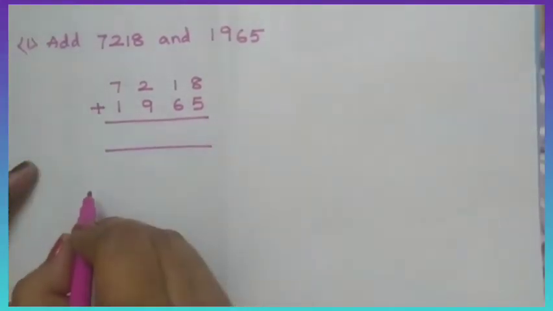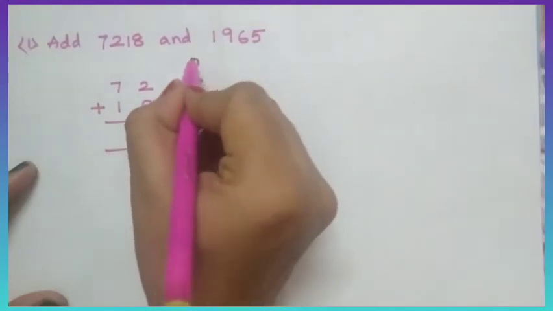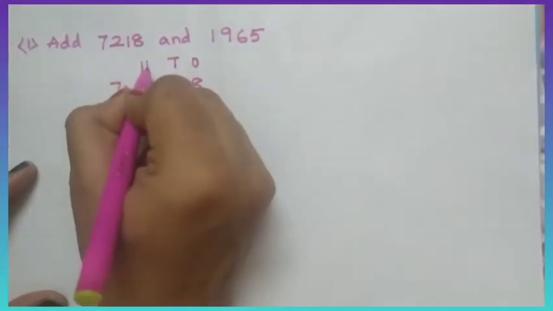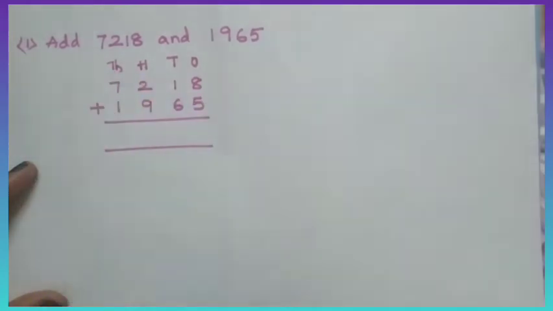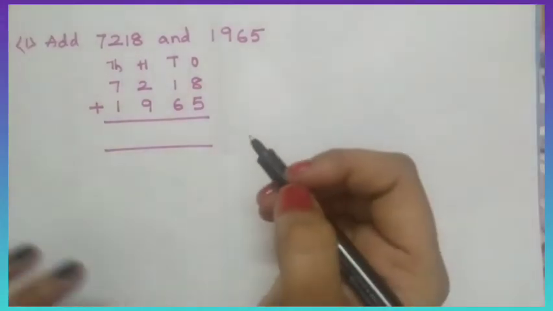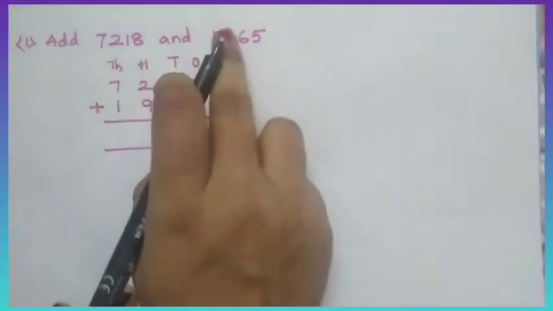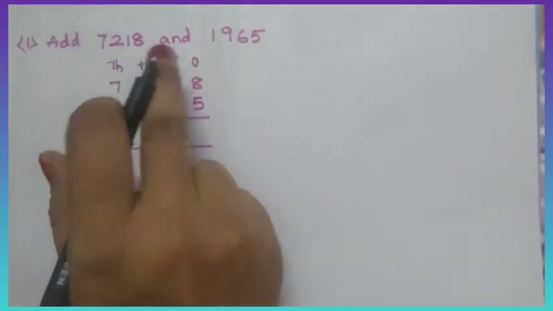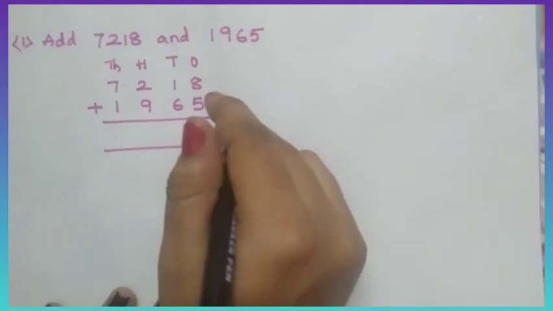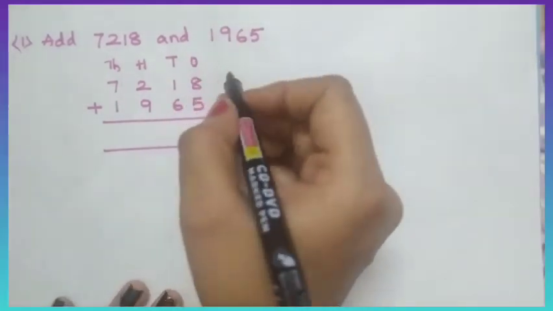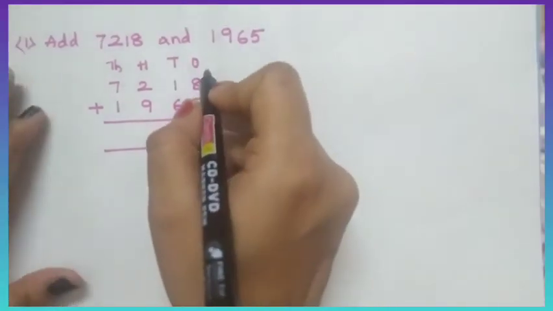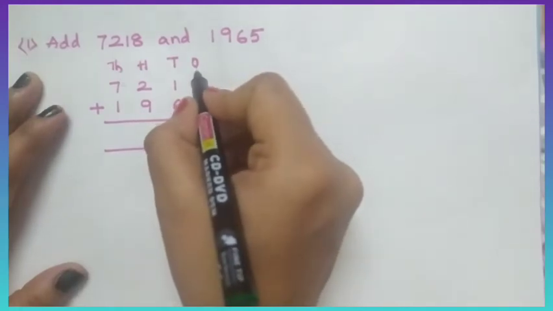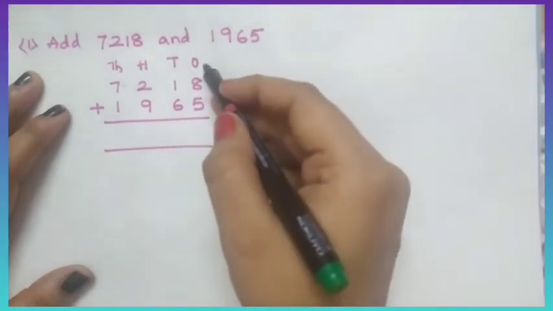This is the addition symbol. Ones, tens, hundreds, thousands. Now look here. I have written these numbers in columns, followed by ones, tens, hundreds, thousands on the top. The next rule is we always have to start from the right side, that is the ones place.